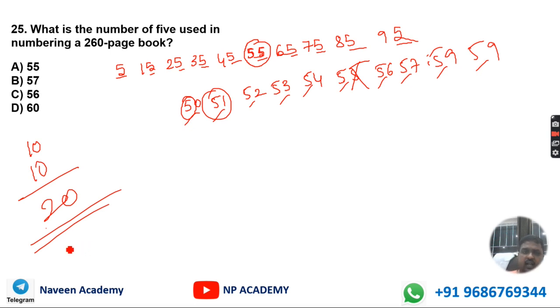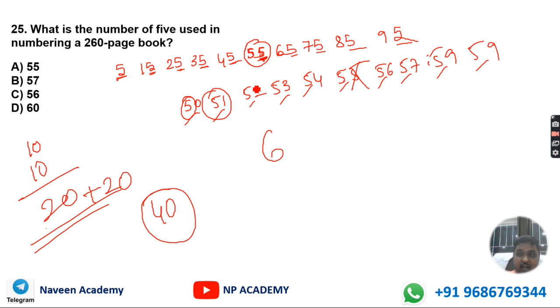Similarly, 101 to 200, one more 20 times, everybody. So total how many times now? 40 times are over already. Now the remaining 201 to 260 we have to do. If you observe here, my dear friends, 1, 2, 3, 4, 5, 6 times. Now again 250, 251, and so on, you are getting 10 times, right? So 40 plus 6 plus 10, total 56 times, my dear friends, in the 260 page book. The right answer is 56.